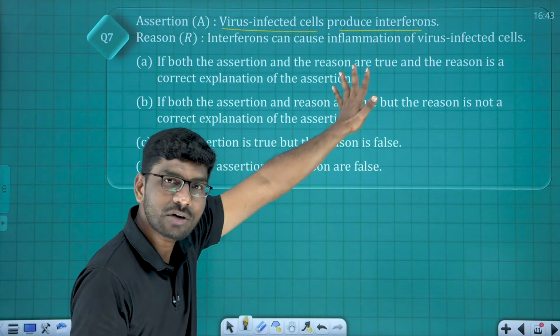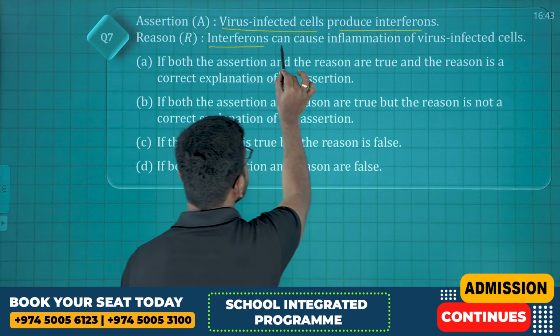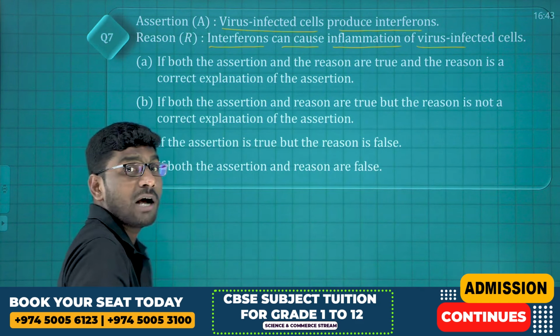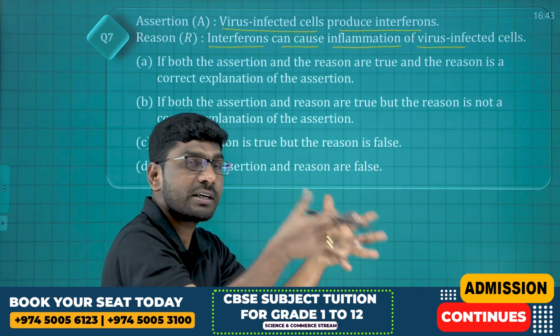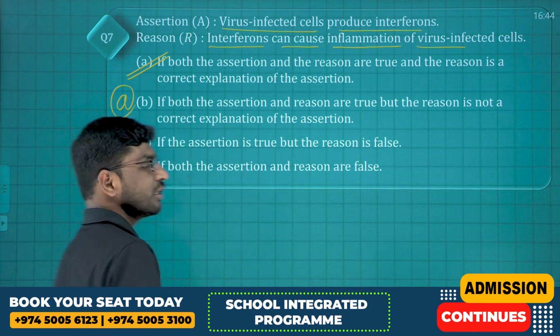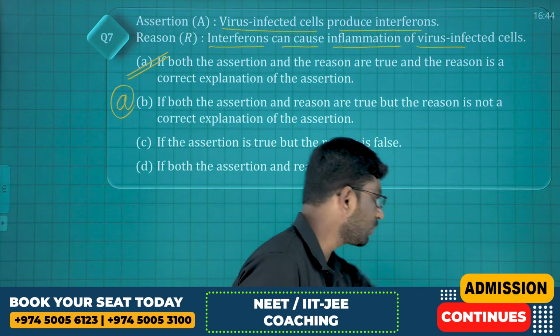So the assertion is correct. Next, the reason: interferons can cause inflammation of virus infected cells, and that's how they kill the virus infected cells. So both statements are correct, and it is the right explanation. So I'm going with option A. Clear, students? Come to the next question.